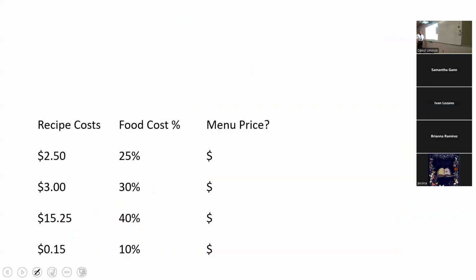So we have 4 different methods that we're going to use to cost out our ingredients. The first one we've already talked about in class. The first one is the triangle. So the first one is our triangle.